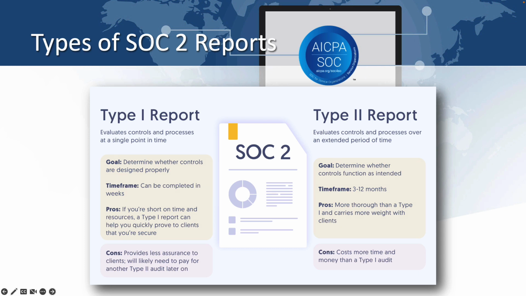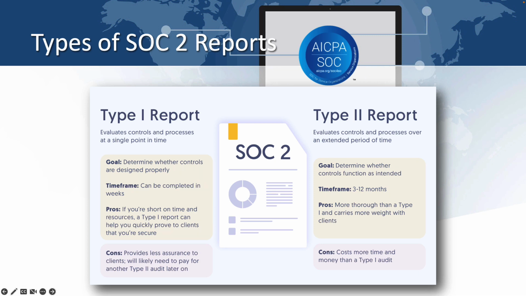And this is usually done on an annual basis. This type of audit report covers the design of the internal controls as well as the operating effectiveness of the internal controls over a period of time. So type 1, point in time; type 2, operational effectiveness over a period of time.